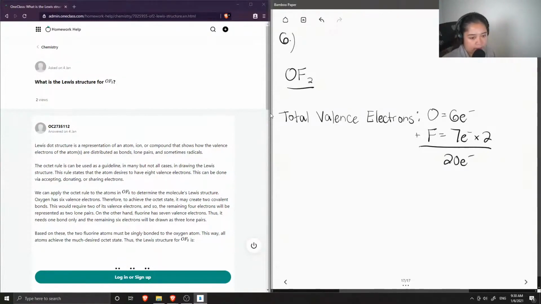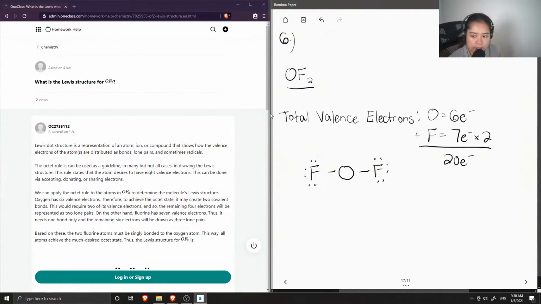So now I'll draw my central atom, which is the oxygen, and the fluorines as the 2 terminal atoms. And I'll show all of the lone pairs. So fluorine has 3 lone pairs.